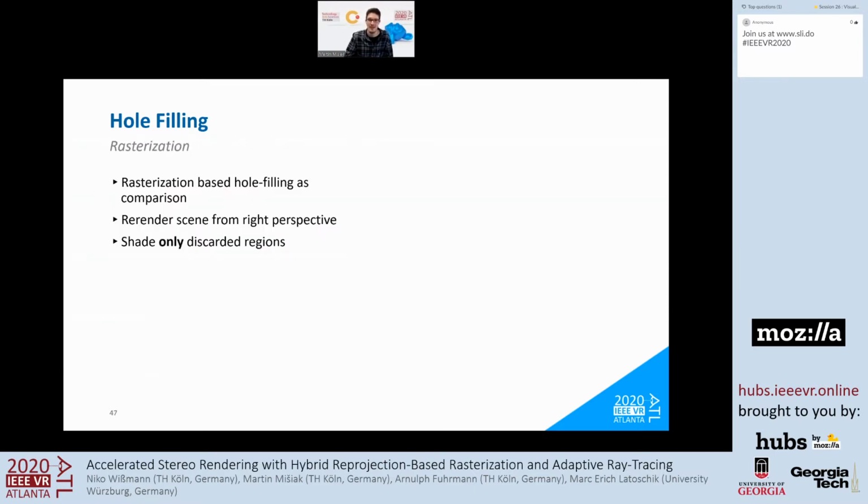In addition to the ray tracing approach, we also implemented a second hole filling method based on regular rasterization. The missing fragments are reconstructed by simply re-rendering the seed from the right eye's perspective. To achieve a speed up over naive stereo rendering, the fragment shader is only evaluated for the discarded regions. We did this as we wanted to compare the hole filling performance of our dedicated ray tracing hardware against the GPU's own rasterizer.